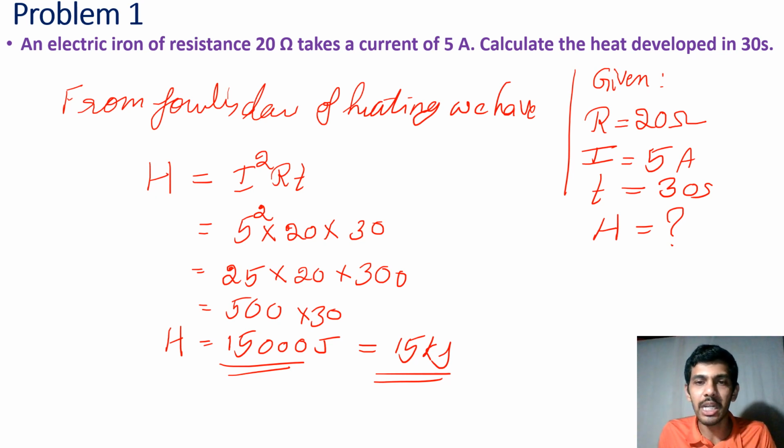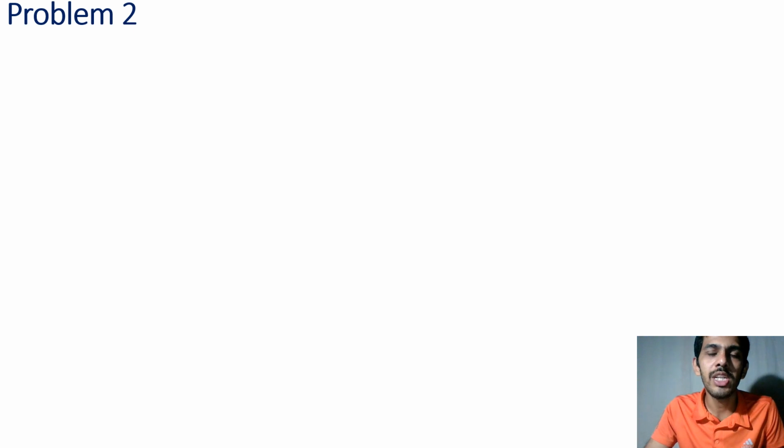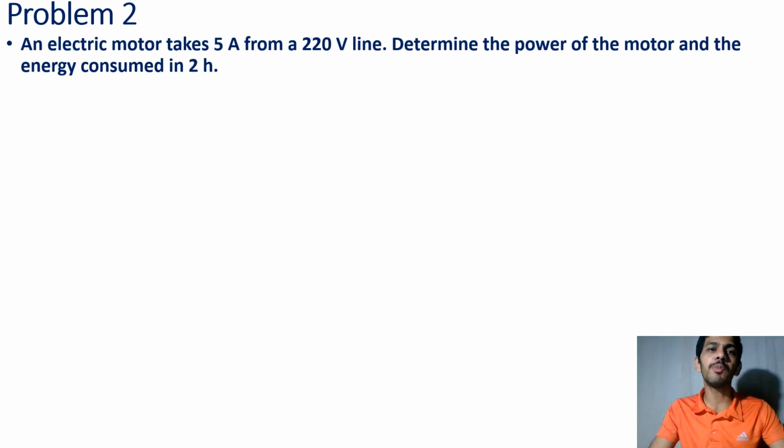Kilo means 10 to the power 3, or 1000. So 15 into 1000 is 15,000, so it is 15 kilojoules. So I can write that the energy or the heat developed by that particular instrument in 30 seconds is equal to 15 kilojoules.